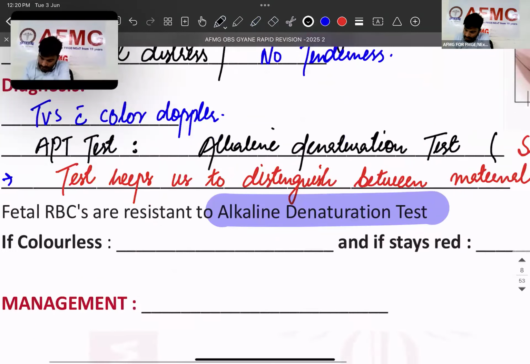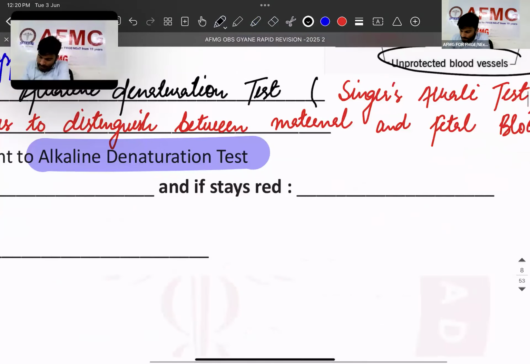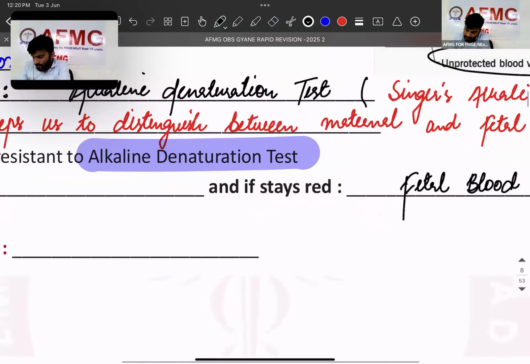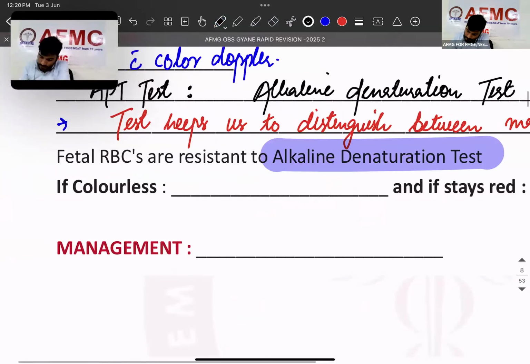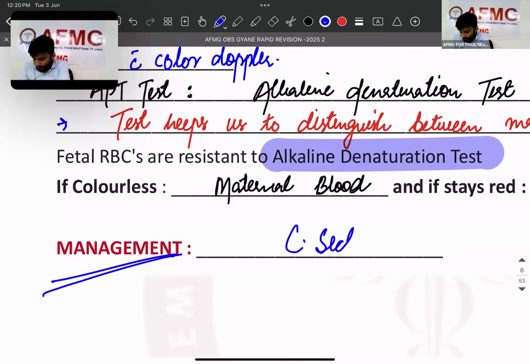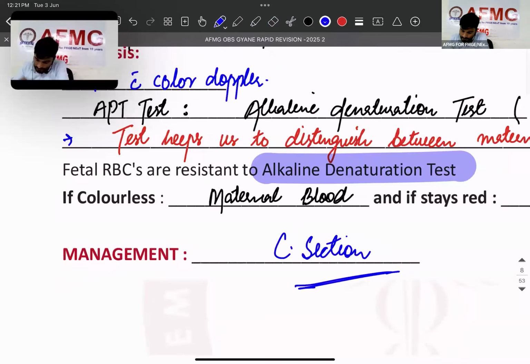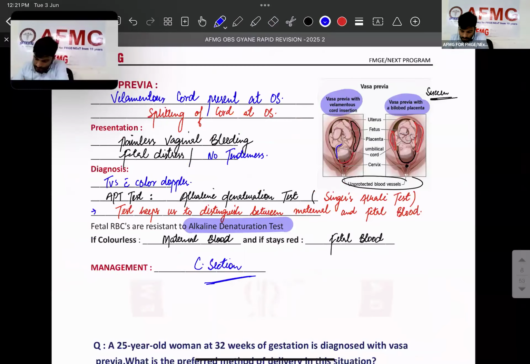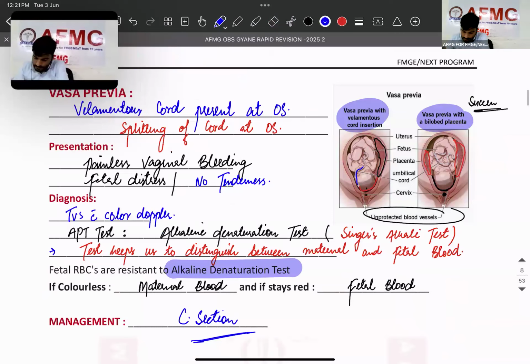That's why if it stays red, it is fetal blood, and if colorless, maternal blood. What will be the management? The management is going to be cesarean section. Clear? That's all about antepartum hemorrhage.